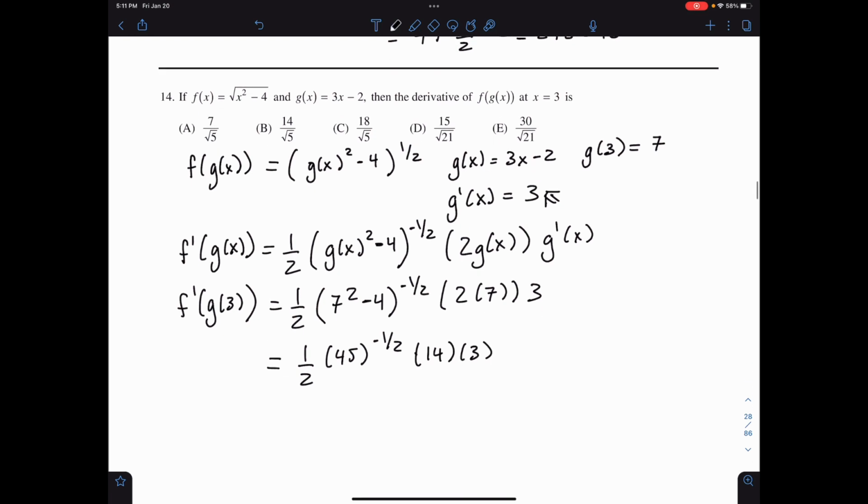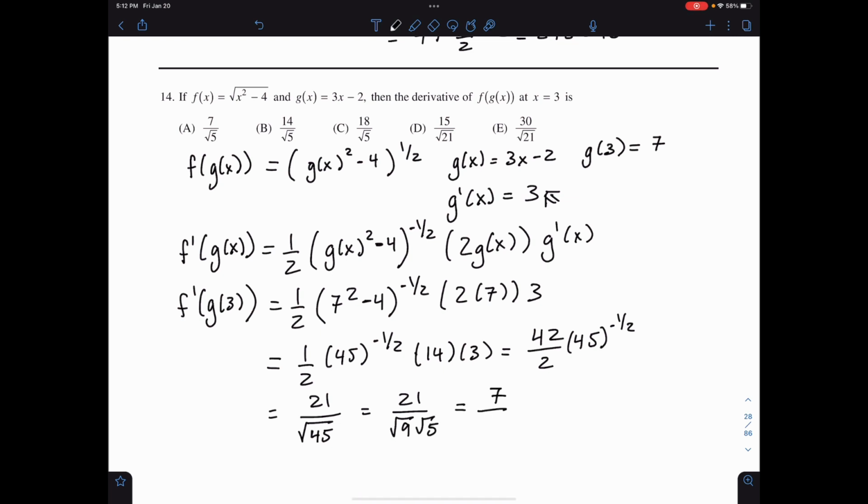So now this is equal to 14 times 3 is 42. So 42 over 2 times 45 to the negative 1/2, which is equal to 21 over the square root of 45. If I factor out that 45, I get this is 21 over the square root of 9 times the square root of 5. Square root of 9 is 3, so I'm left with 7 over the square root of 5. So the answer here is A.